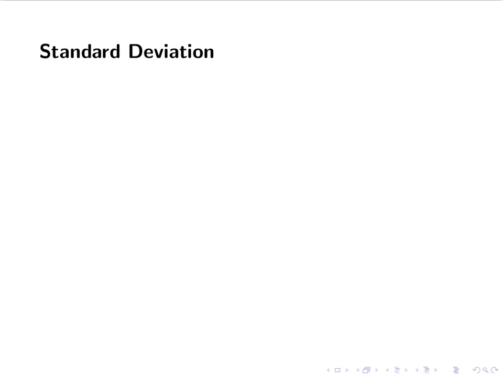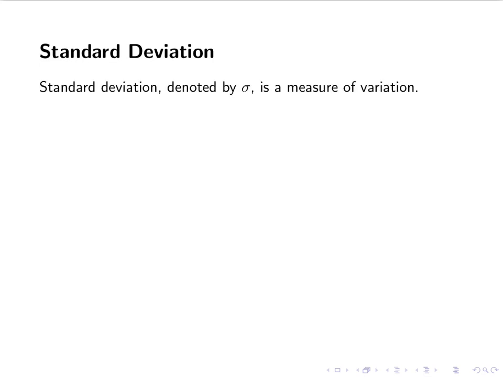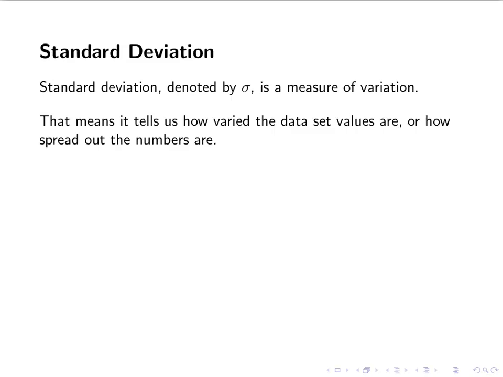Hello everyone, today we're going to look at standard deviation. So standard deviation, which is denoted by sigma or sometimes S, depending on if we're talking about the standard deviation of an entire data set or a sample of data sets. We're going to assume we have the entire data set, so we're going to use sigma. This is a measure of variation, and what that means is it tells us how spread out our values are.